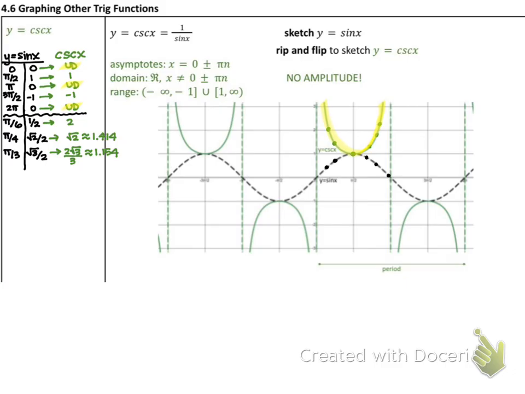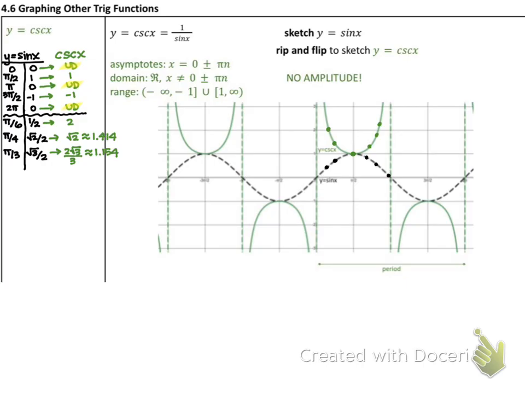I just like to call it rip and flip. So you rip on the zeros. Now be careful, because the zeros are located on the midline. Midline's huge for us. If you rip on the midline and then flip over that portion of the sine curve, you've got cosecant. It's actually really kind of nice. So what we're going to do is rip and flip the sine curve to be able to get the cosecant curve.